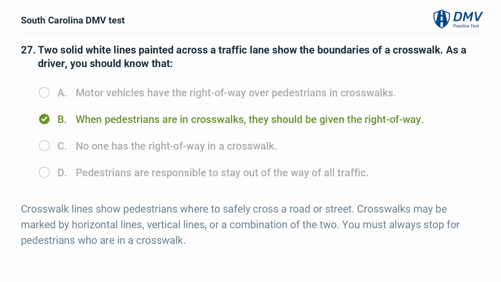B. When pedestrians are in crosswalks, they should be given the right-of-way. Crosswalk lines show pedestrians where to safely cross a road or street. Crosswalks may be marked by horizontal lines, vertical lines, or a combination of the two. You must always stop for pedestrians who are in a crosswalk.